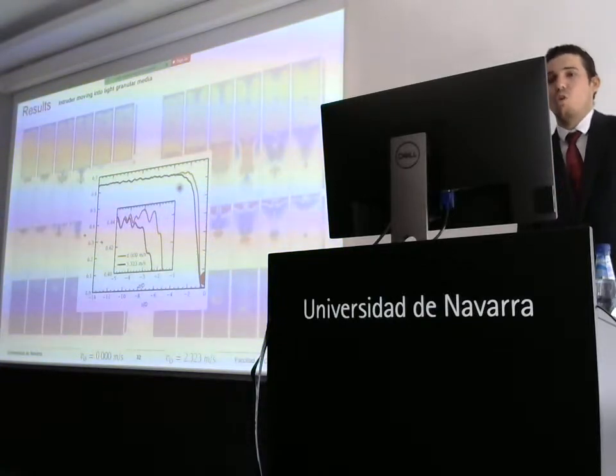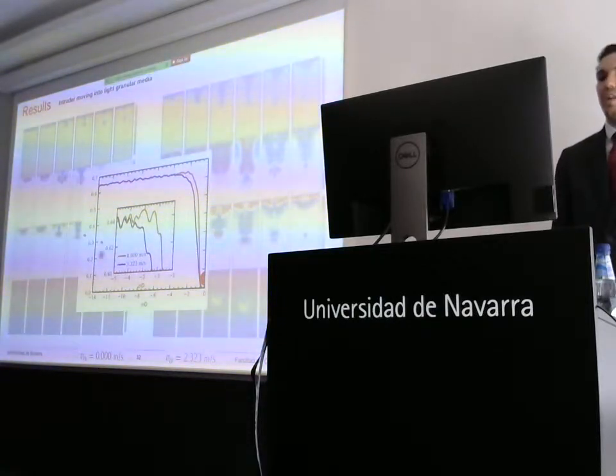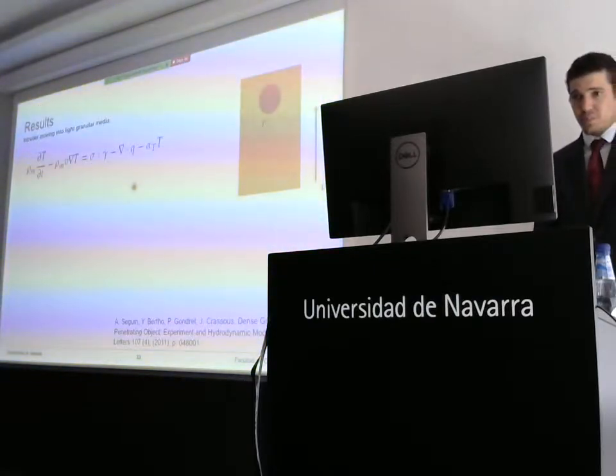So here is to have a better picture of what I said earlier, that the volume fraction doesn't change with the impact velocity. At least they are very, very close between them.